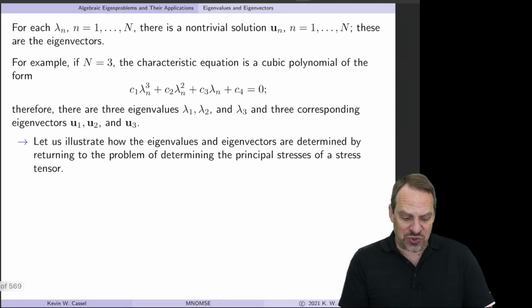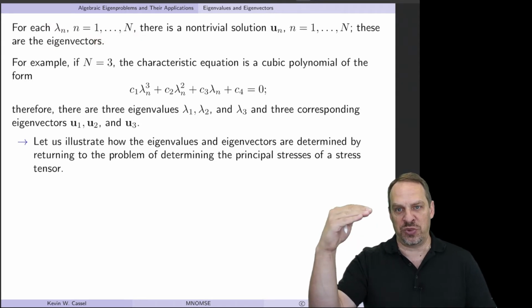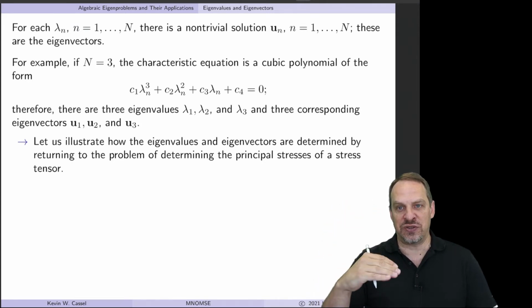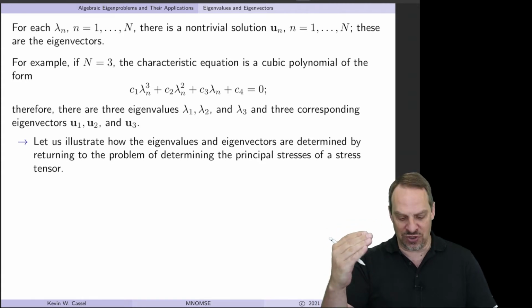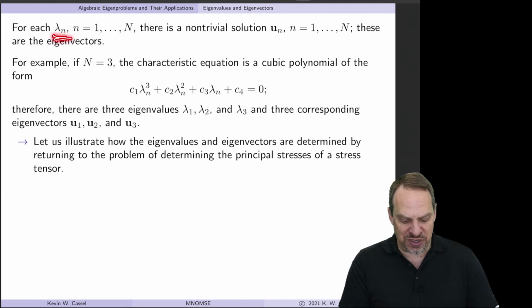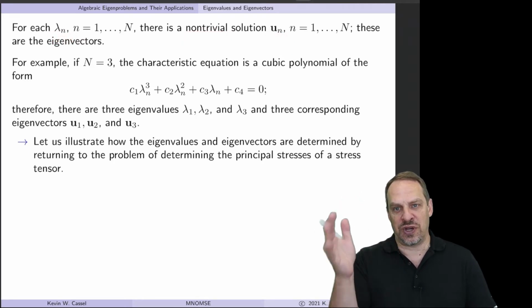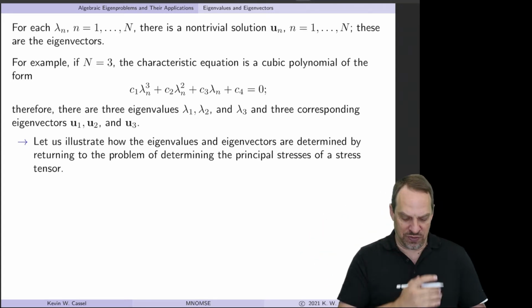So once we have the lambdas, of which there will be capital N of them, because that's the order of the characteristic polynomial, we'll have capital N values of lambda that satisfy this requirement that the determinant be equal to 0, satisfy the characteristic equation. The corresponding non-trivial solutions, those are the u's, those are the eigenvectors. So each eigenvalue and eigenvector come in pairs.